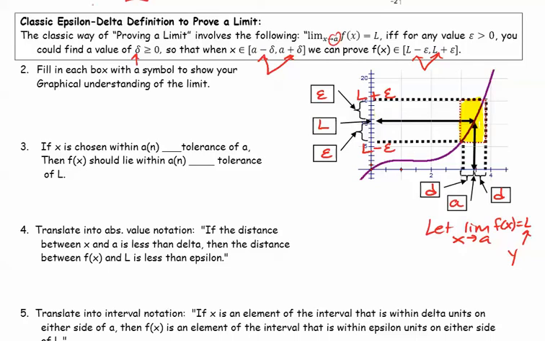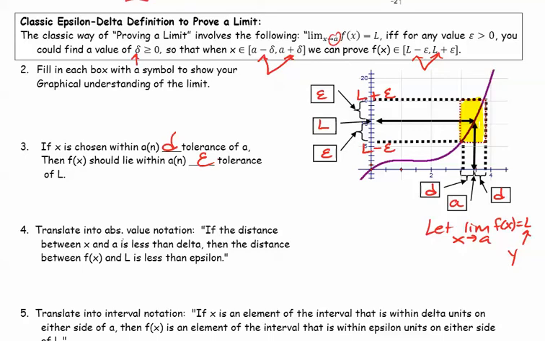So now we're going to rewrite that a couple of ways. Complete synonyms here. We're not doing anything new. If x is chosen within a delta tolerance of a, then f of x should lie within an epsilon tolerance of L. So as close as you need to come vertically, we can figure out a delta value horizontally.